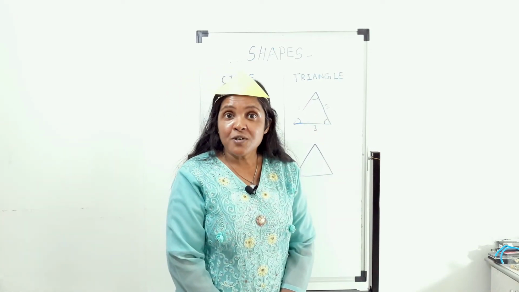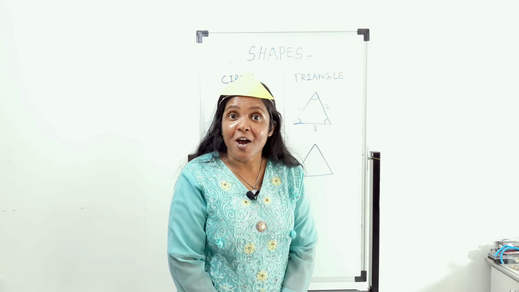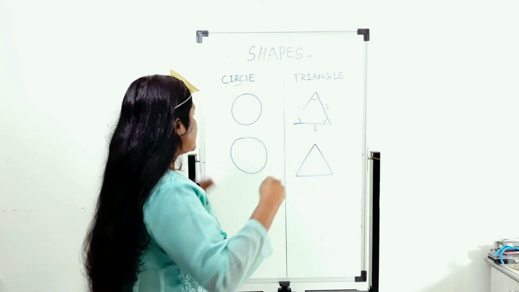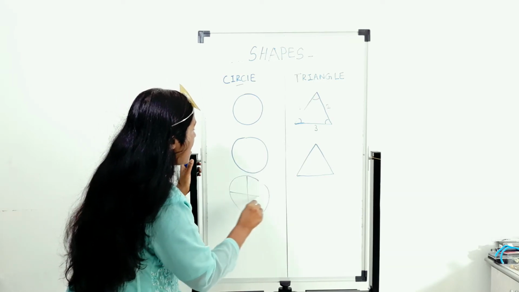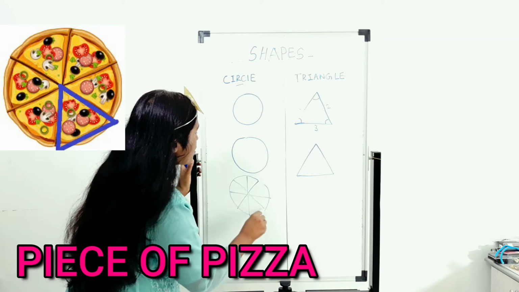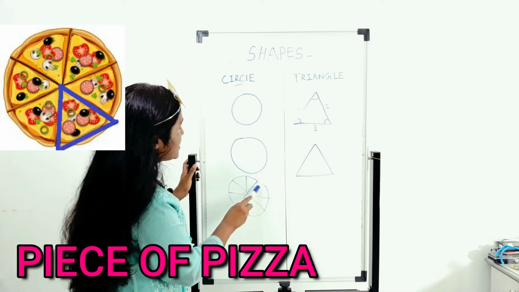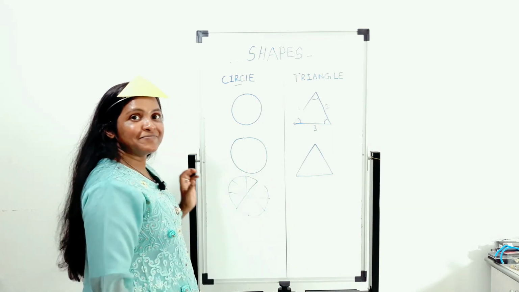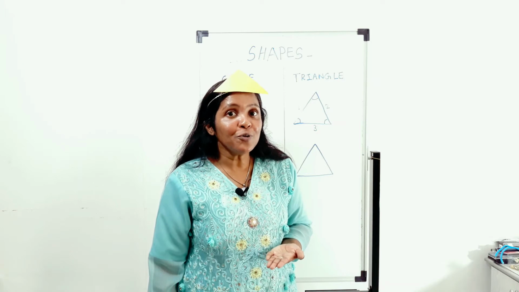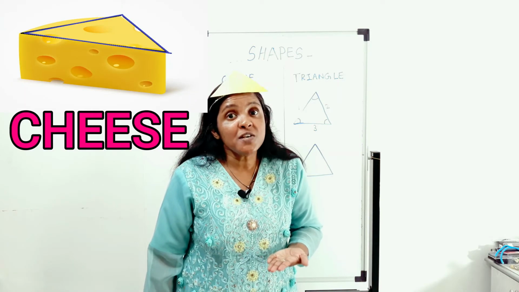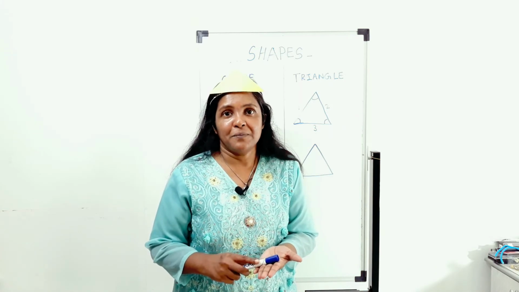Now I will give you some examples, real life examples for triangle shape. Okay? Pizza is like that, isn't it? When you cut the pizza, if you are taking one part, one portion, see, it's like a triangle. It's like a pizza piece, right? And some cheese also comes as portions. That is also triangle shape.